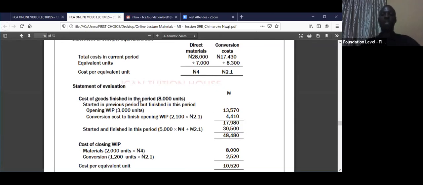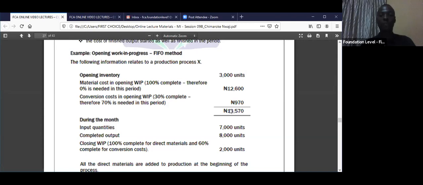Statement of valuation. Cost of finished goods in the period. So look at it now. In the period, 8,000. You know, cost of goods finished in the period is 8,000. You know that 3,000 was from last period that did not end, which we completed in this period. So when we evaluate it for material, we used opening work in progress 3,000 units. And what was the cost there for material? The whole cost here is 13,570.